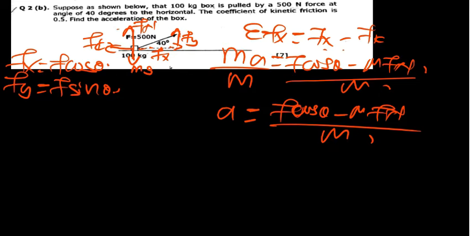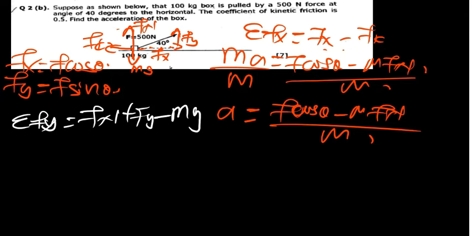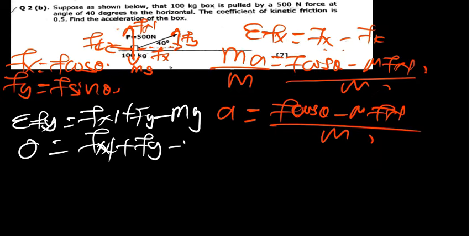To find the normal force, we are going to say the summation of forces in y direction. What forces do we have? We have the Fn, which is pointing toward positive y-axis, plus also Fy pointing toward positive y-axis, minus the mg, which is pointing downward. Now, since the net force is 0, this is going to be replaced by 0. So 0 is equal to Fn plus Fy minus mg.